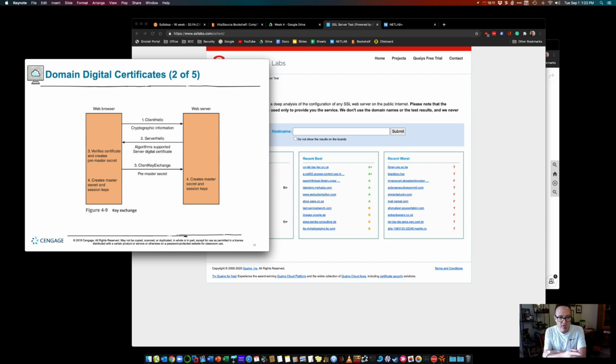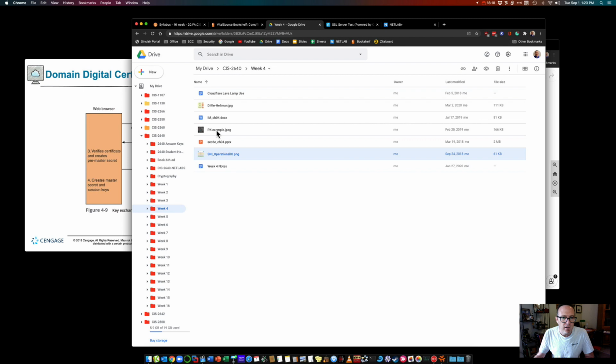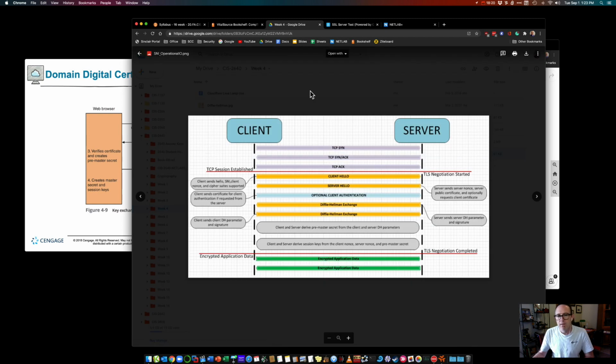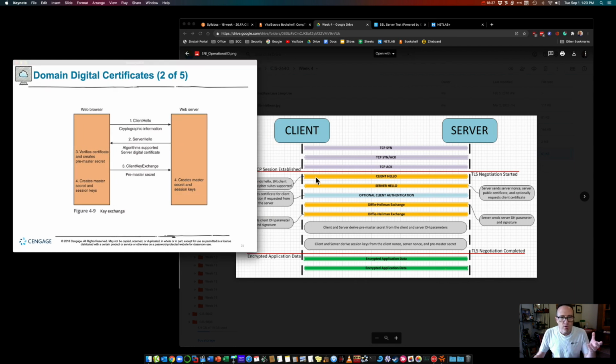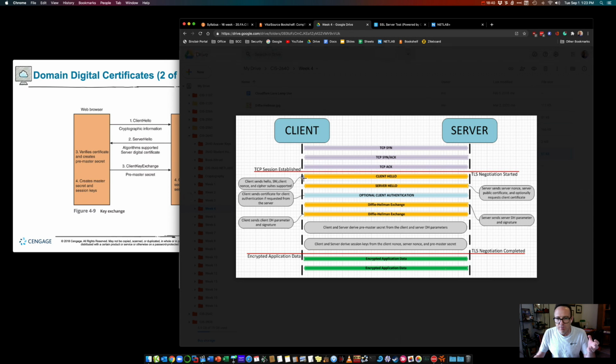Here we see a really good figure, 4-9, the key exchange. How does it happen? This is a summary of it. I actually have a little more detailed one here. This picks up after our initial TCP/IP SYN-ACK sequence, our three-way handshake: SYN, SYN-ACK, and ACK. After that, it kicks off and goes over to this process. Our hello: what kind of encryption do you support? Yes, I do. Let me see your certificate, and so on.